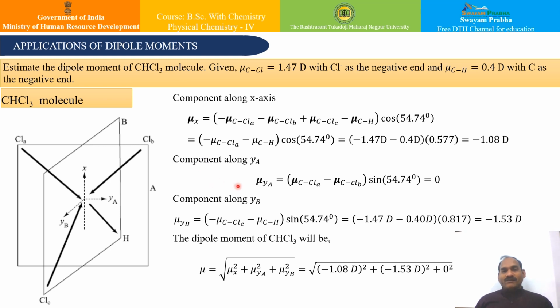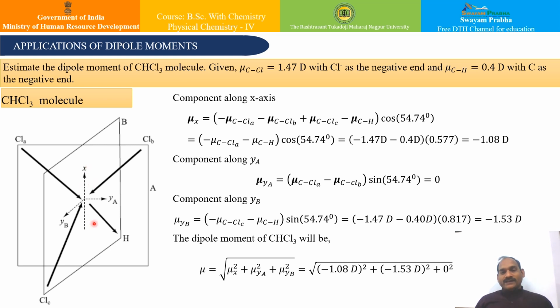So in this case, if I look at this figure, what is happening? There are three chlorine atoms: chlorine A, chlorine B, and chlorine C. My chlorine A and chlorine B are lying on plane A. And my chlorine C atom and hydrogen atom are lying on plane B. Herein, once again, we resolve each of the two bond moments in a plane along two mutually perpendicular axes, of which the x-axis is common to both planes.